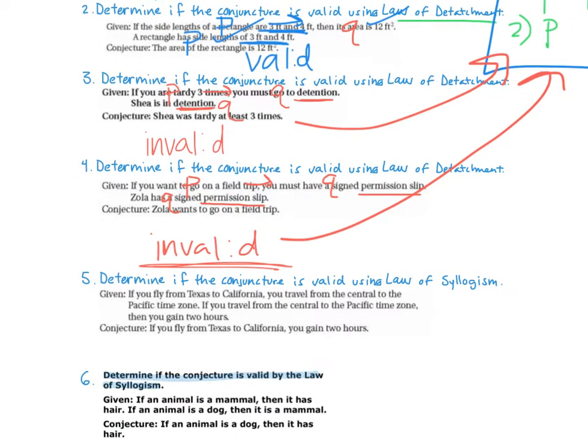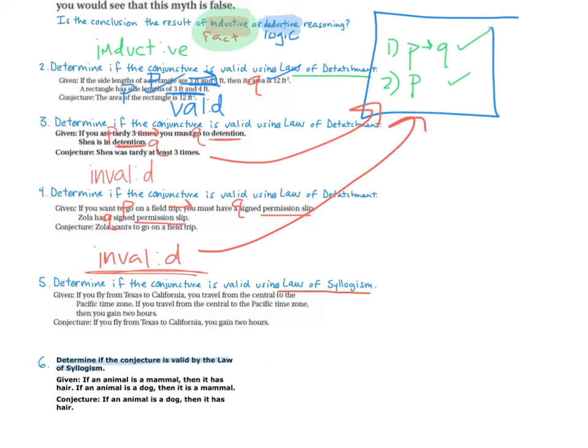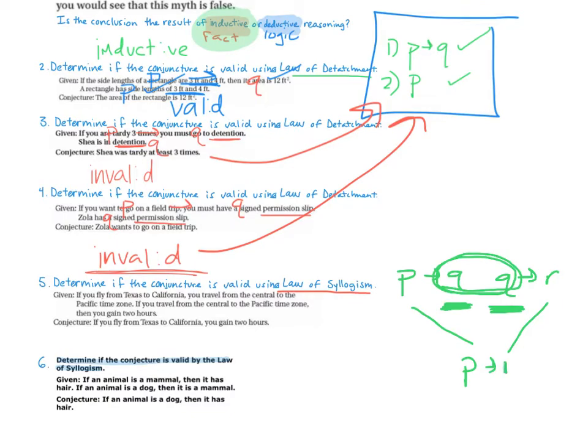Now let's look at 5. Determine if the conjecture is valid using the law of syllogism. So remember, in the law of syllogism, we need P then Q and Q then R. We need the two things in the middle to be the same. The conclusion of one has to be the same as the hypothesis of the other, and that way we can conclude that if P, then R.